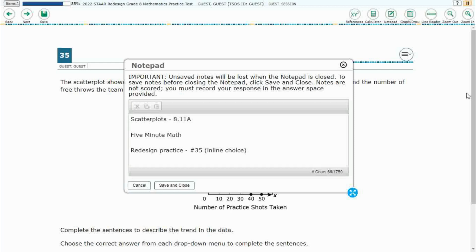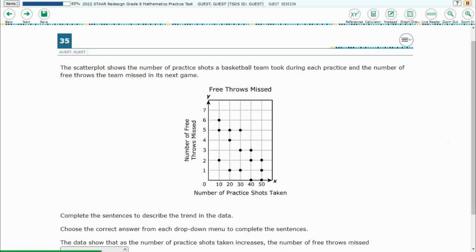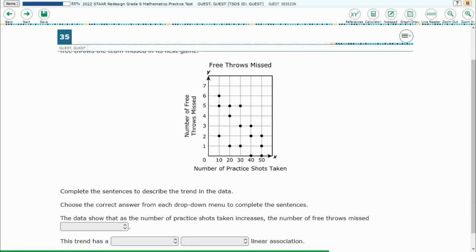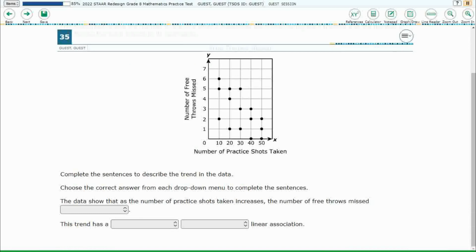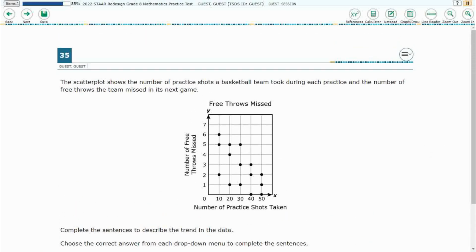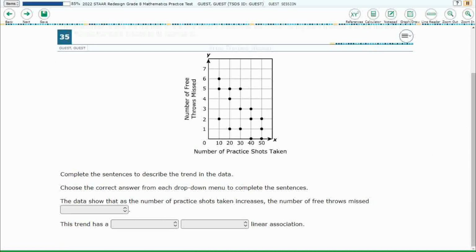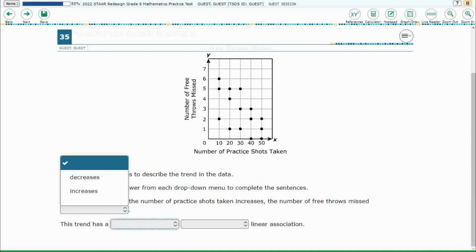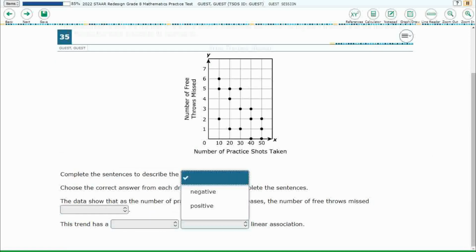Today we are looking at the 8th grade concept of scatterplots. This is standard 8.11a in the great state of Texas, and we are using item number 35, which is the new item type called inline choice, off the Redesign Practice Online STAAR test. If you haven't done so already, please go ahead and take a moment to pause the video, work this problem out on your own, unpause it, and we will look at our answers together.